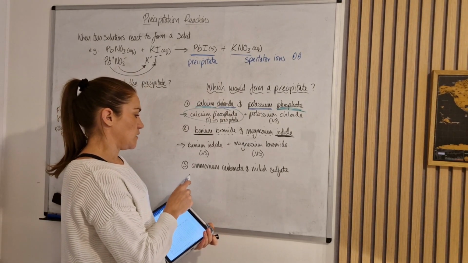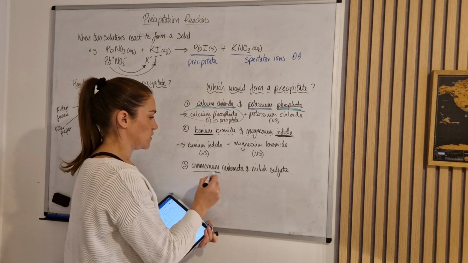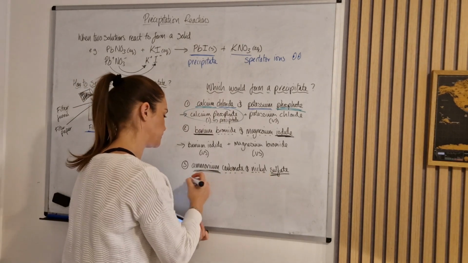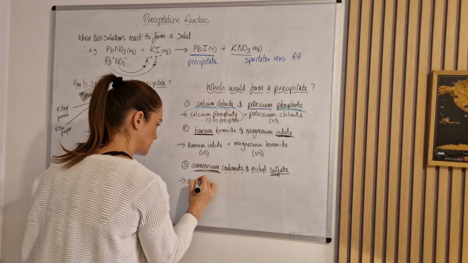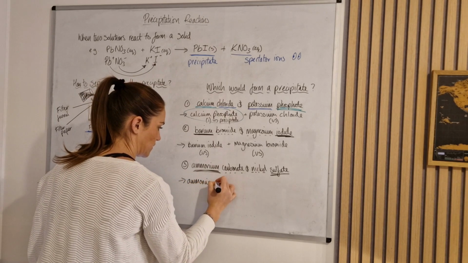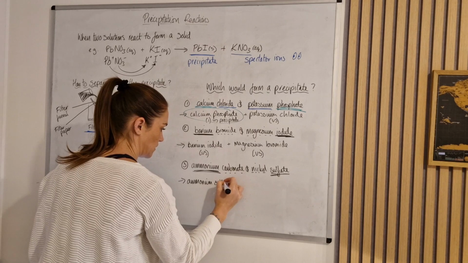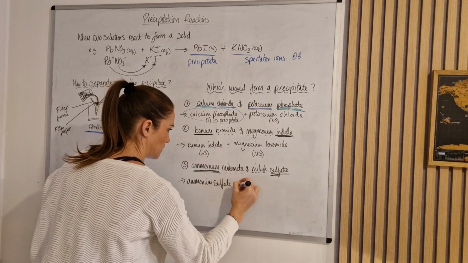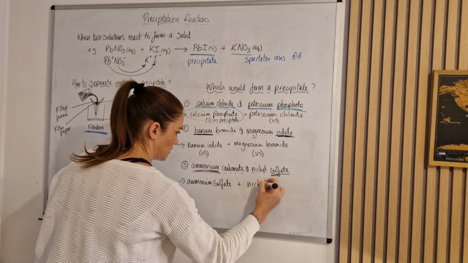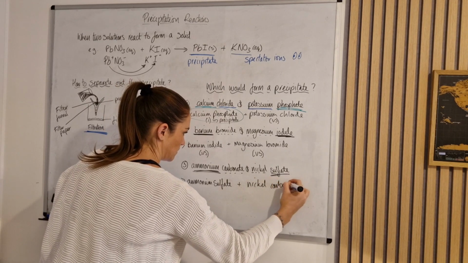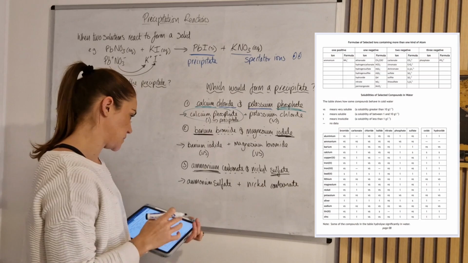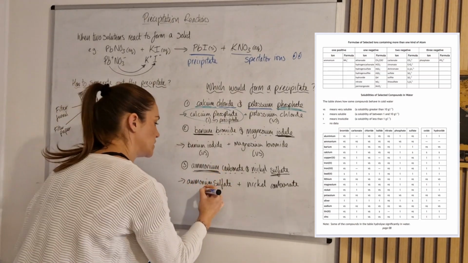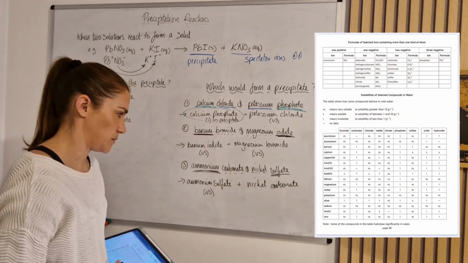So then the last one, ammonium carbonate and nickel sulfate. So we end up making ammonium sulfate and nickel carbonate. So I just note that down. Ammonium sulfate. Oh, sorry. So then if we check those substances, so ammonium sulfate, go down to ammonium along to sulfate, that's very soluble, so that's not going to be a precipitate.